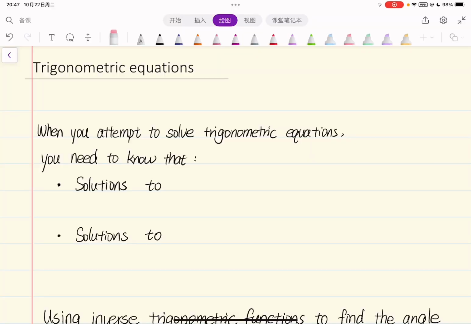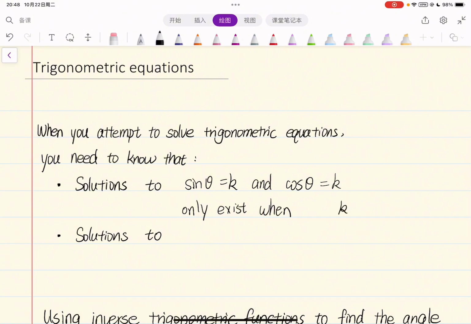Hello everyone, in this video we are going to learn how to solve trigonometric equations. When you attempt to solve trigonometric equations, you need to know that the solutions to sine theta equals k and cosine theta equals k only exist when k is less than or equal to 1 and greater than or equal to minus 1.